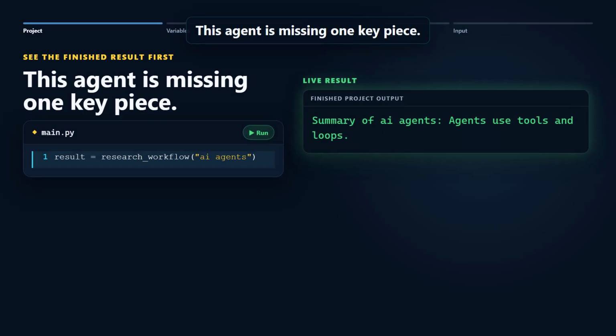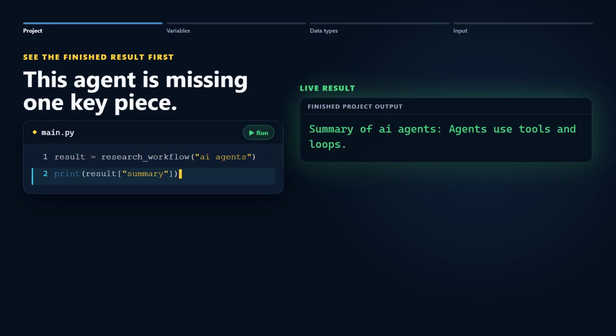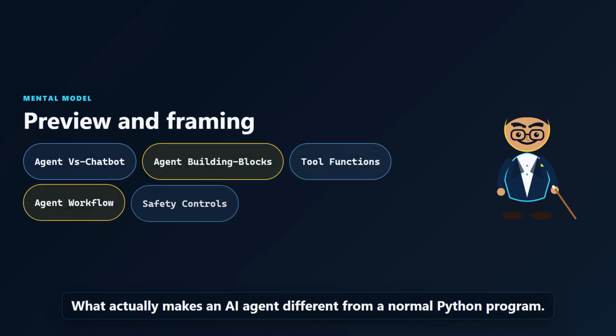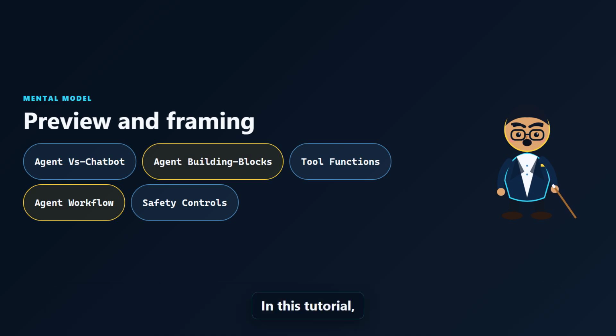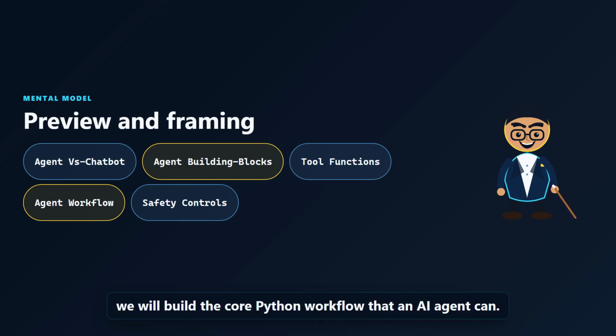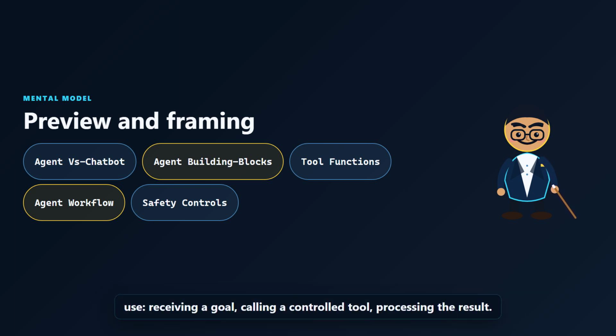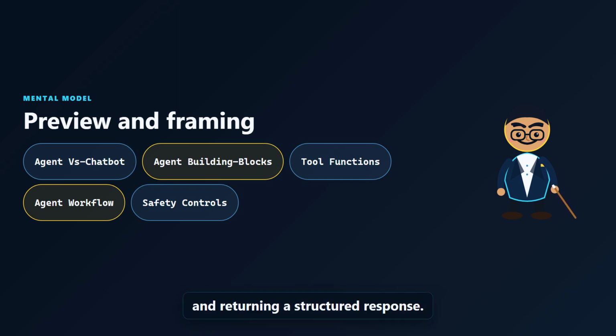This agent is missing one key piece. What actually makes an AI agent different from a normal Python program? In this tutorial, we will build the core Python workflow that an AI agent can use, receiving a goal, calling a controlled tool, processing the result, and returning a structured response.